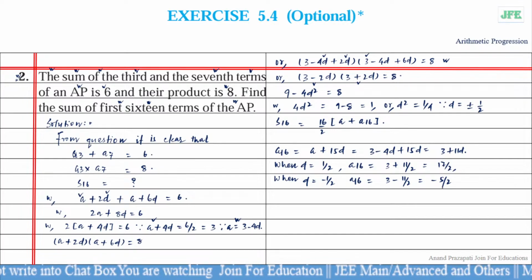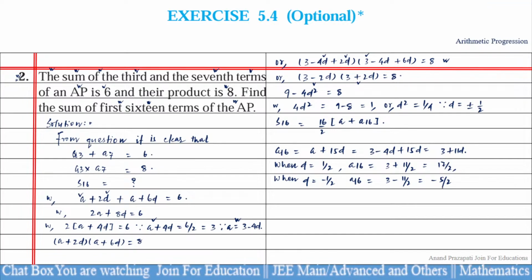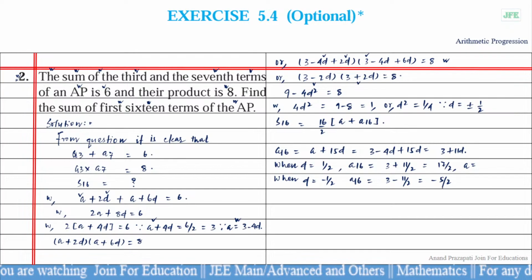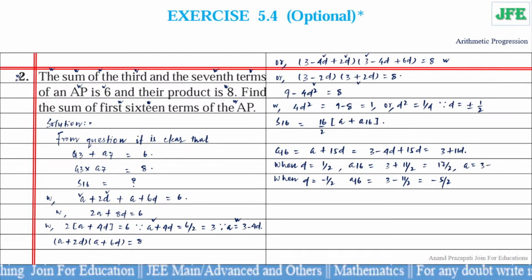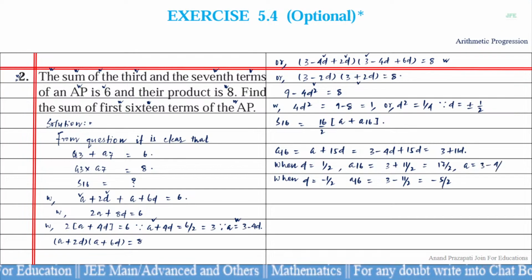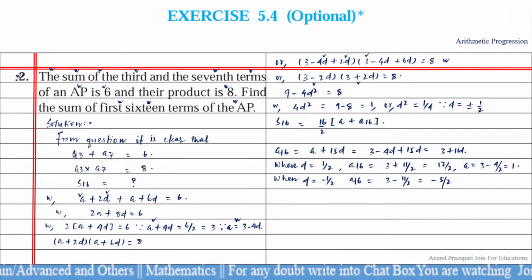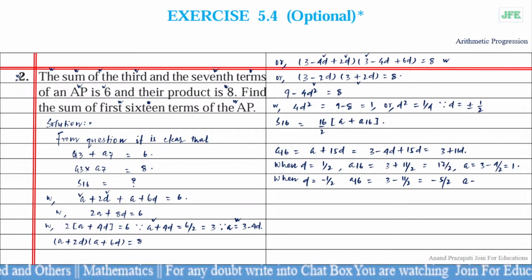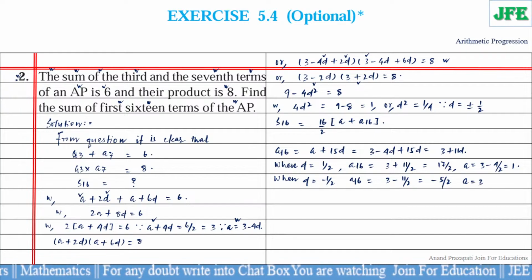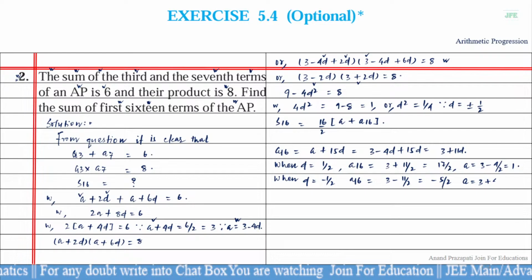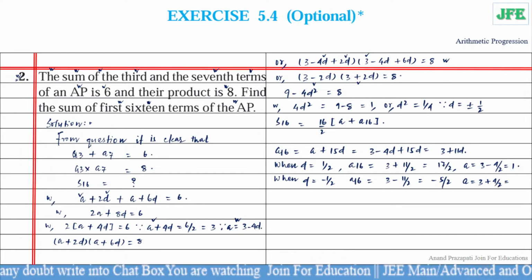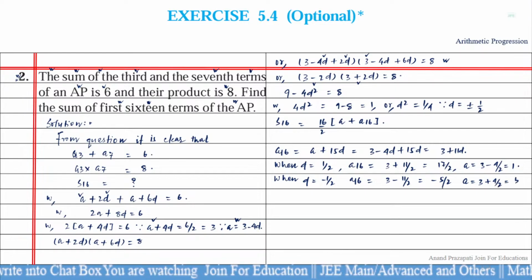So when d equal to half, then a equal to 3 minus 4 by 2 equal to 1. When d equal to minus half, then a equal to 3 plus 4 by 2 equal to 5.